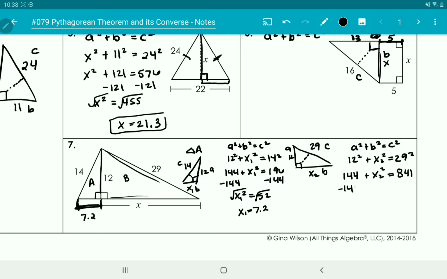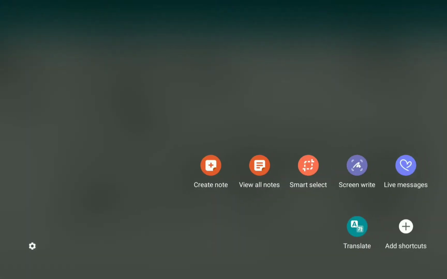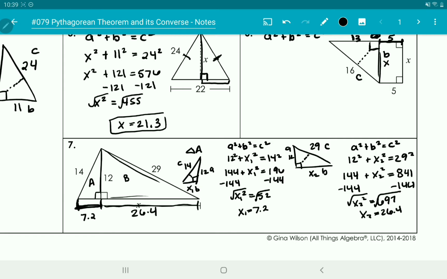Okay, so now we're going to solve for x. So we'll subtract the 144, giving us that x2 squared is equal to 697. And then to solve for just the x, this x2 is going to be 26.4 after we take the square root. So this part right here is going to be 26.4. But it doesn't want just those two sides, it wants the entire thing. So the entire thing is going to be this x1 plus the x2. It's going to be the 7.2 plus 26.4. And once we've done that, we're going to get 33.6.